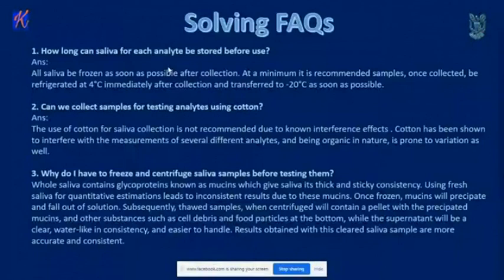Okay, so there are some common questions which we generally face, and people ask, how long can saliva, for each analyte, be stored before use? So it's always recommended that all saliva samples that you collect should be frozen as soon as possible after collection, and refrigerated immediately at 4 degrees centigrade after collection, and it should be transferred to -20, that is the normal deep freezer that you have in the normal refrigerator, that is -20.